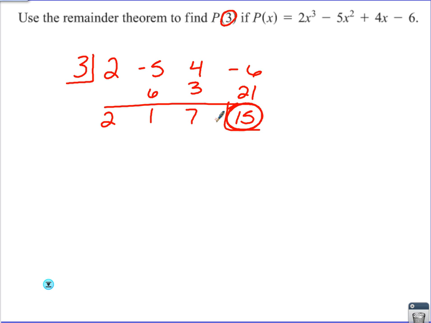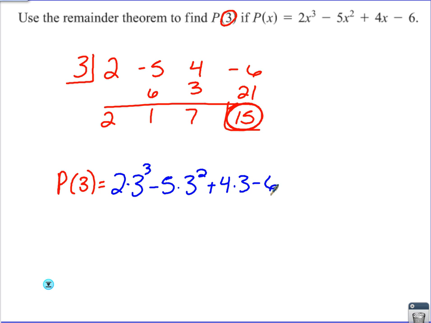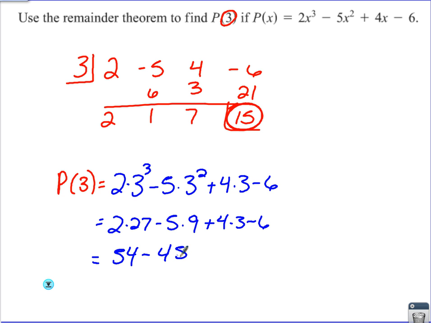Last chapter we talked about functions. We talked about how to find p of 3. To find p of 3, that means plugging 3 into our function. So that would be 2 times 3 to the 3rd minus 5 times 3 squared plus 4 times 3 minus 6. Which would be 2 times 27 minus 5 times 9 plus 4 times 3 minus 6. Which would be 54 minus 45 plus 12 minus 6. Which is 9 plus 12 is 21 minus 6 is 15.